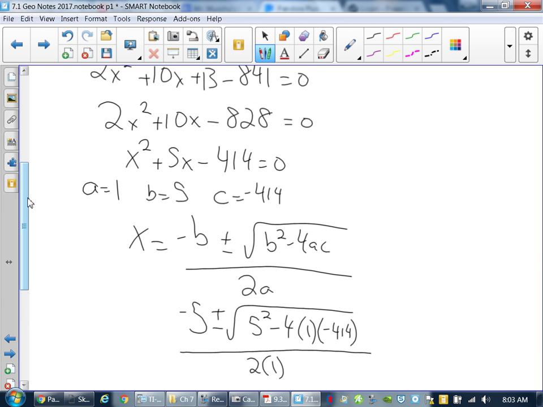I mean, I guess if you really wanted to, you could go through and list your factors of negative 414 that add together to give you 5. If it was a smaller C value, yeah, I'd factor it by hand. But since basically all the examples we've done have had larger values of C, it might be a better choice to do it this way. Okay? Very exciting.